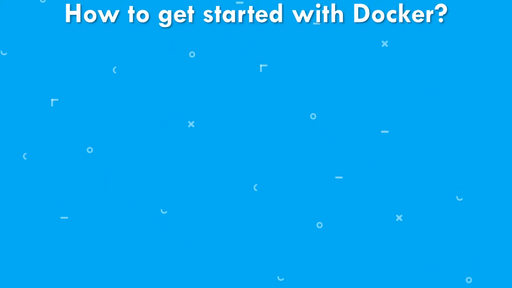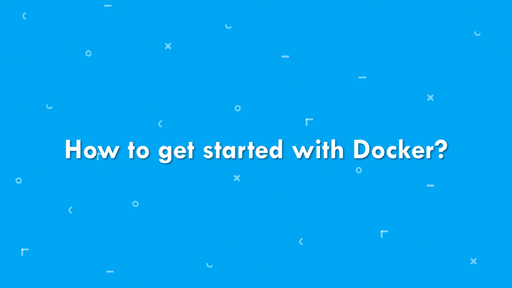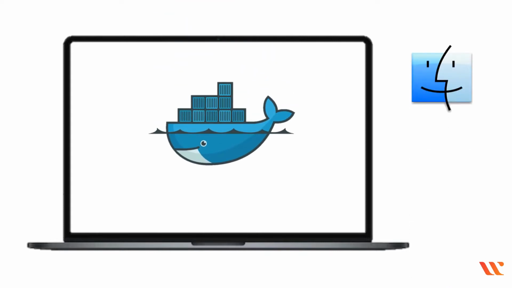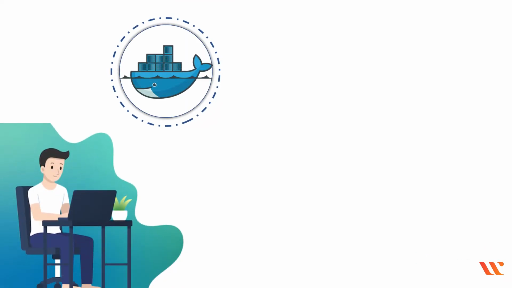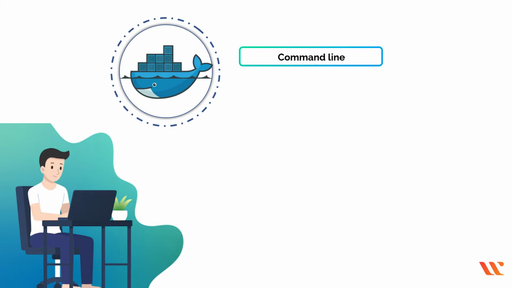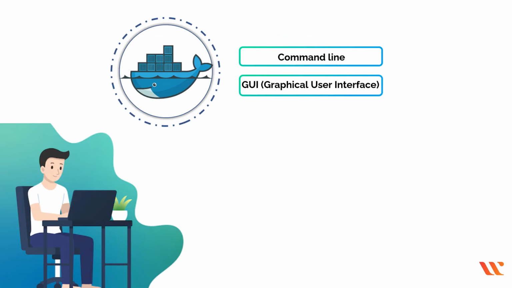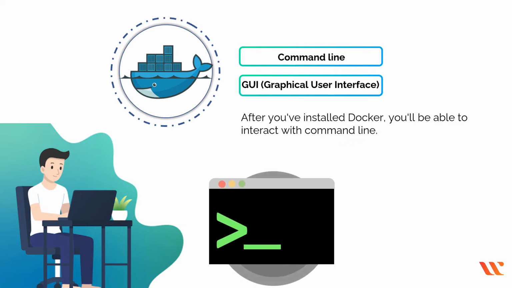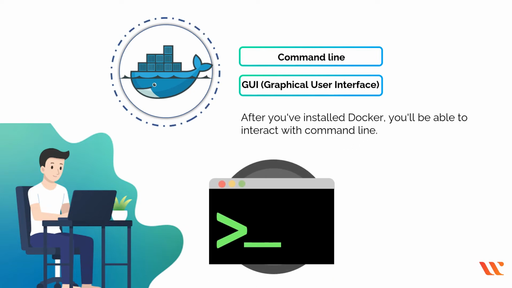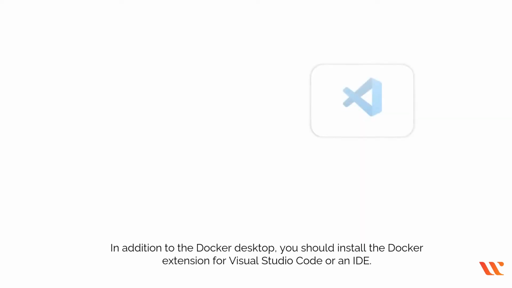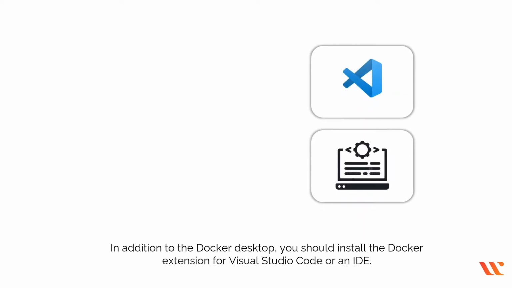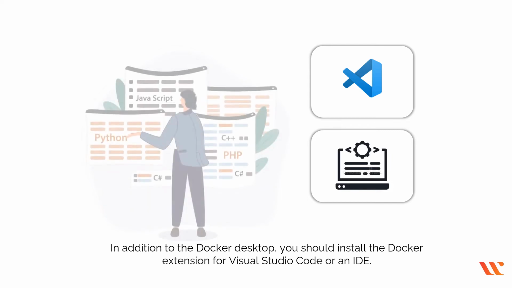How to get started with Docker? The first step is to download and install Docker. If you're using a Mac or Windows system, the Docker Desktop program is suggested because it includes everything you'll need for the command line as well as a GUI, graphical user interface, for inspecting your running containers. You'll be able to use Docker from the command line after it's been installed. You should install the Docker extension for VS Code or your IDE in addition to Docker Desktop. When writing Dockerfiles, this will provide language support.